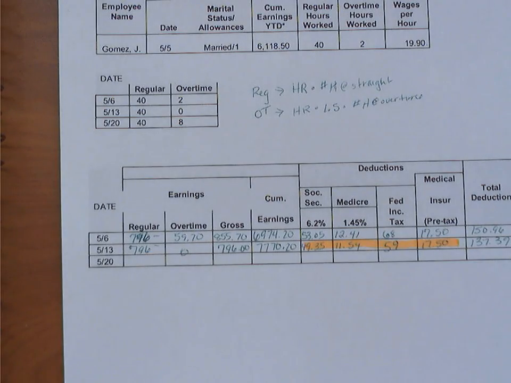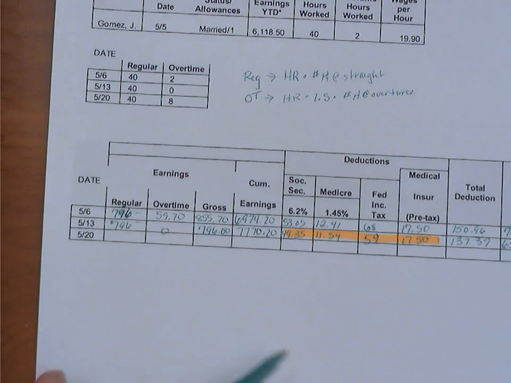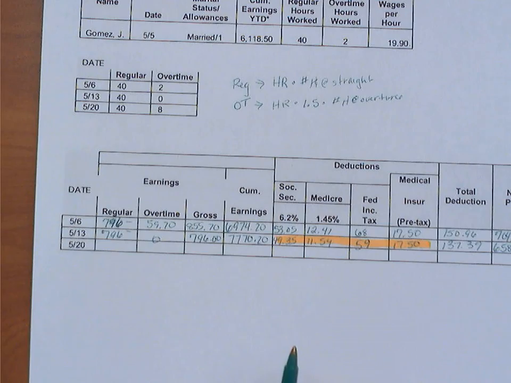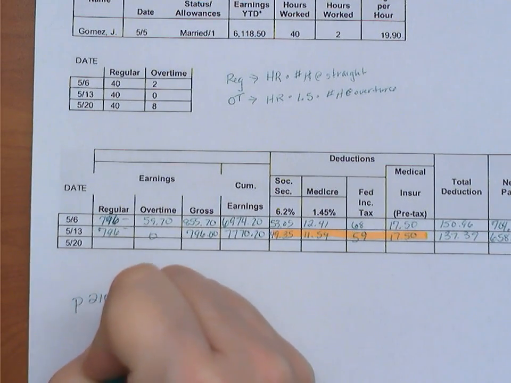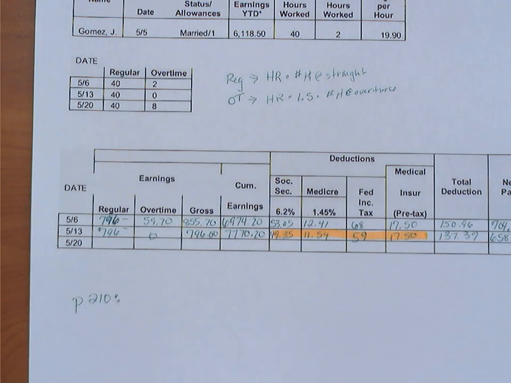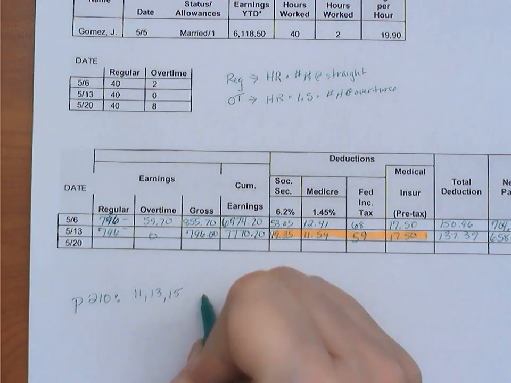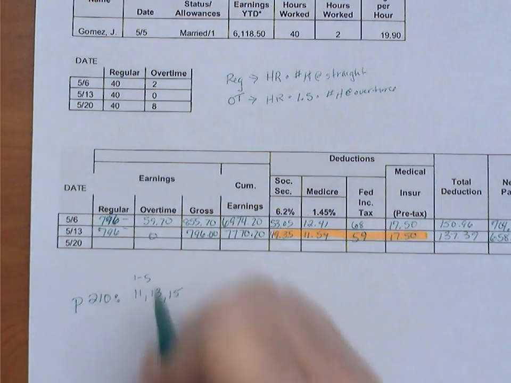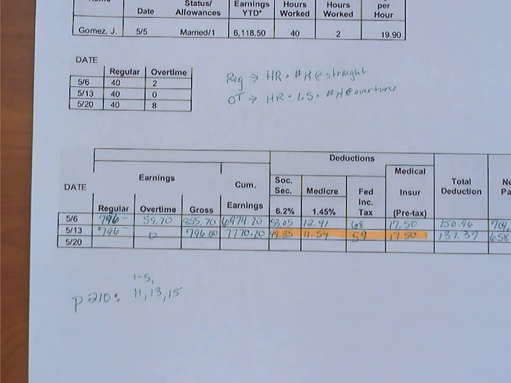Okay. Now go ahead and give this a try, and then come see me to let me check it. Your assignment for this section is page 210, problems 1 through 5, 11, 13, and 15. And then when you've got all that done, come see me again, and we'll look at our exit ticket. If you have any questions, let me know.